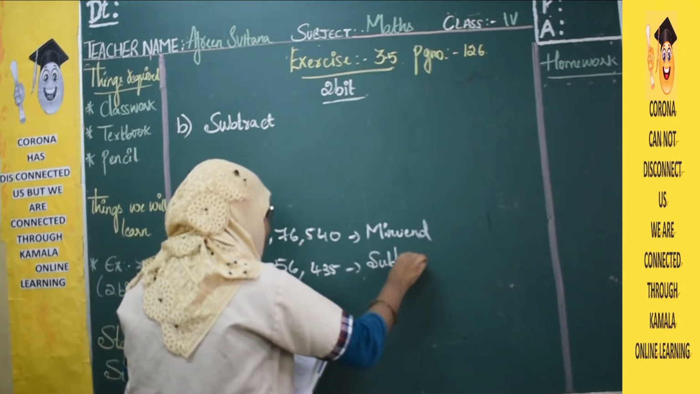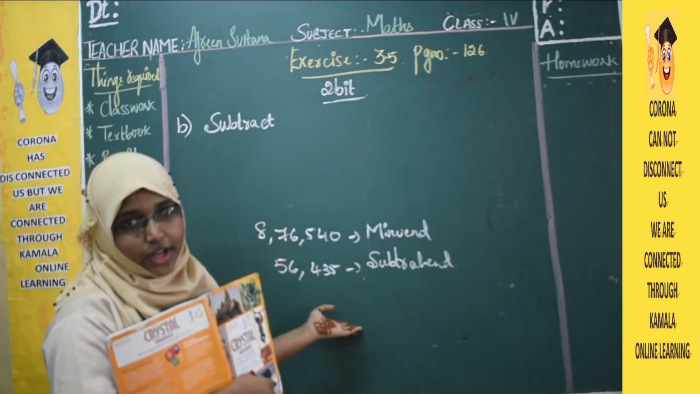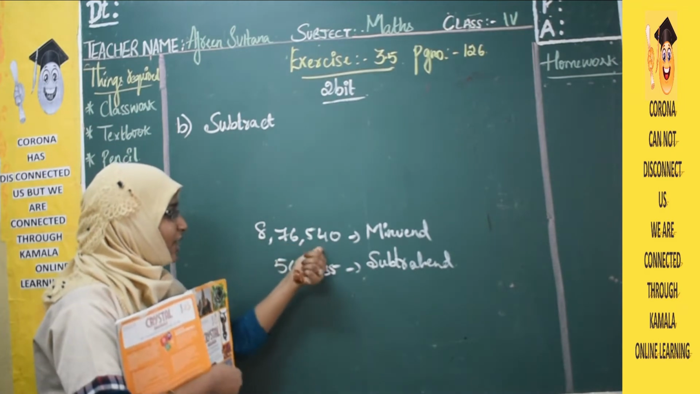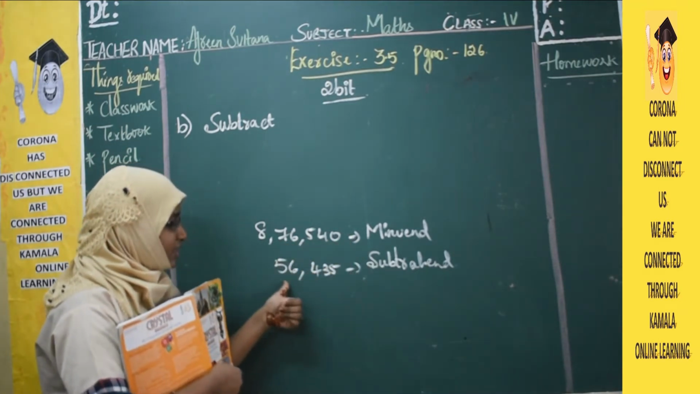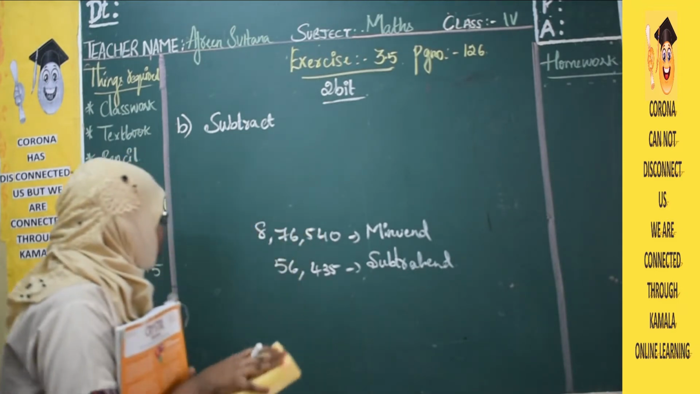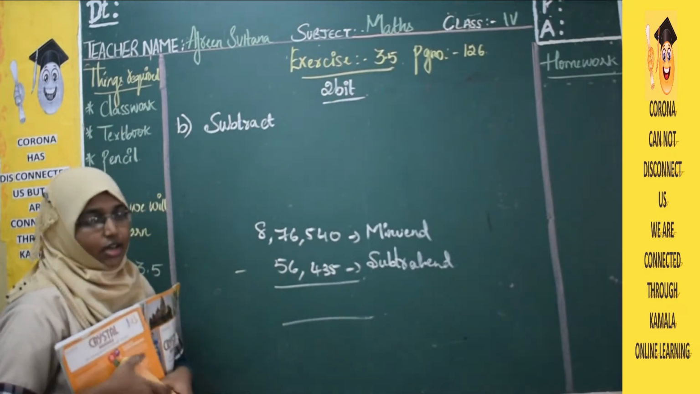Before moving ahead, always remember, always find which is the minuend and which is the subtrahend. Then it is very easy for us, right? So 8,76,540 is the minuend and 56,435 is our subtrahend. Whenever we do subtraction, the result which we get is our difference, right? So let us start.